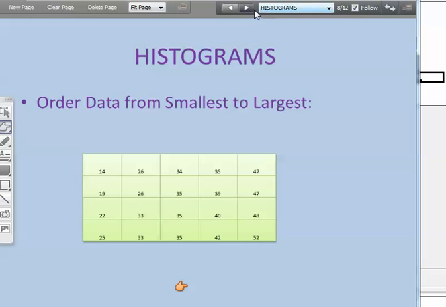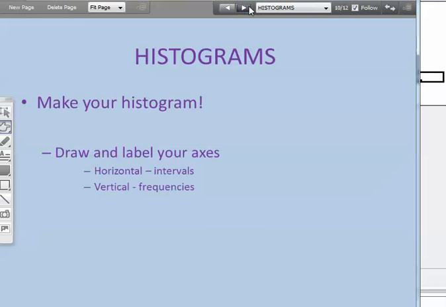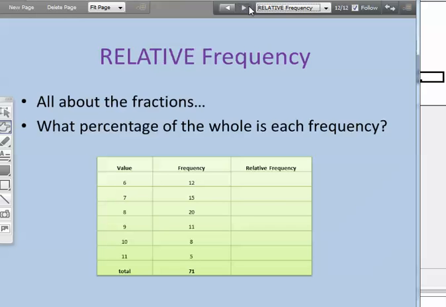Okay? So I'm going to move forward here a little bit more. We did that. Did that. All about relative frequencies. All about fractions. So that's what they're all about. I mean, when you're talking about relative frequencies, you're talking about fractions. I know. The F word in mathematics, fractions, but that's what it is, okay? So what percentage of the whole is each of these frequencies? If the value was 6 and its frequency was 12, what is the relative frequency?